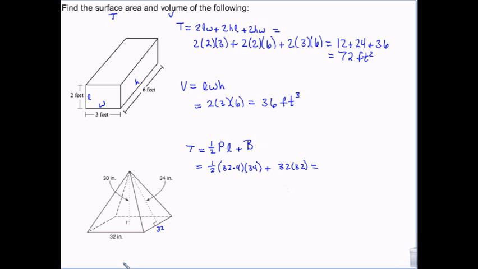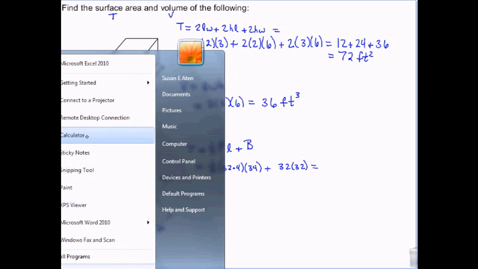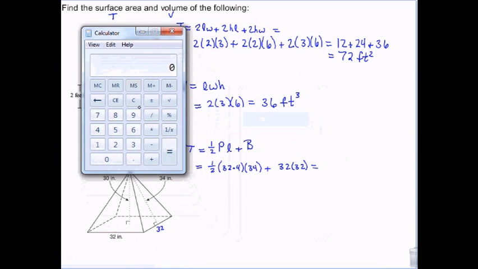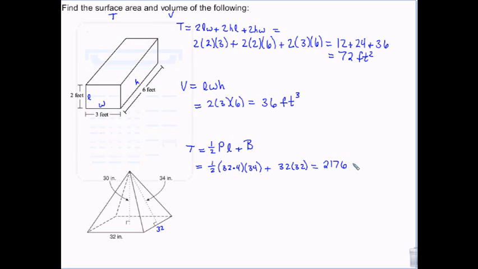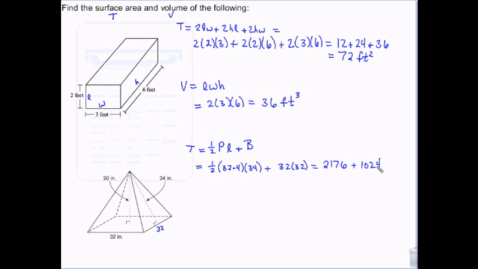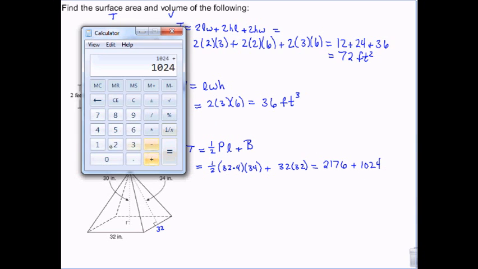So I'm going to cheat. So 32 times 4 times 34 divided by 2. So that's that number. And then 32 squared. So that's 3,200.